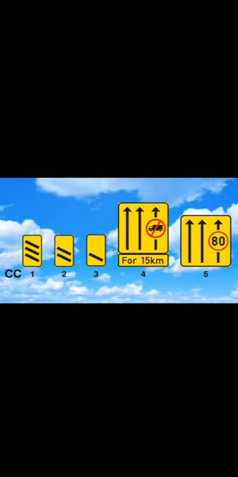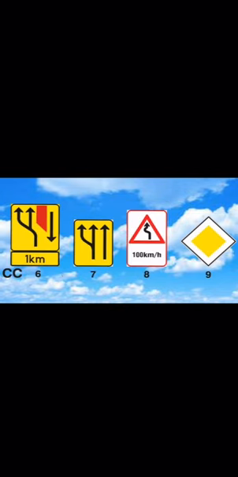CC4, if you're driving a heavy motor vehicle, you may not drive in the right-hand lane for the next 15 kilometers. CC5, the speed limit in the right-hand lane is 80 kilometers per hour. CC9 is a right-of-way sign. When you approach a traffic circle and you see sign CC9, you can enter the circle without stopping because CC9 gives you right-of-way.